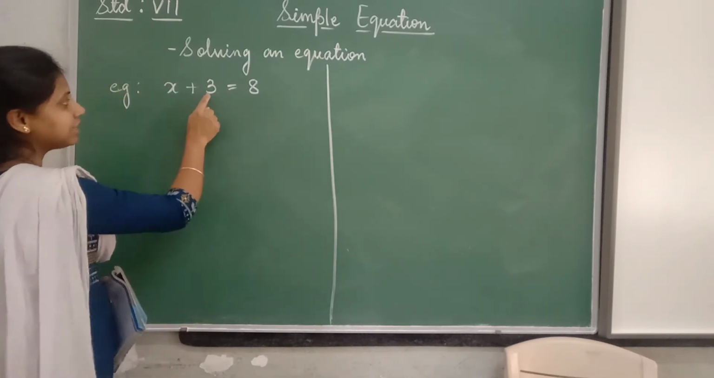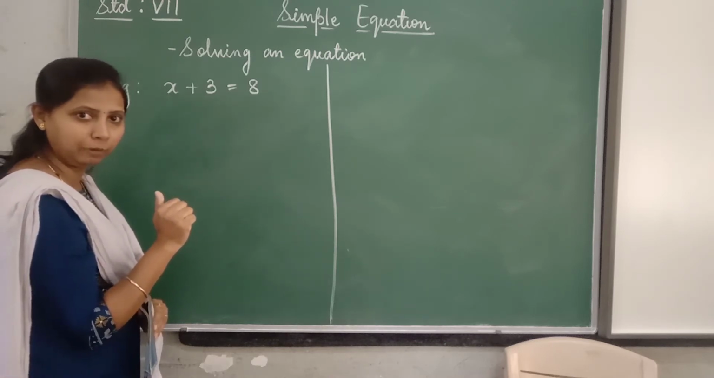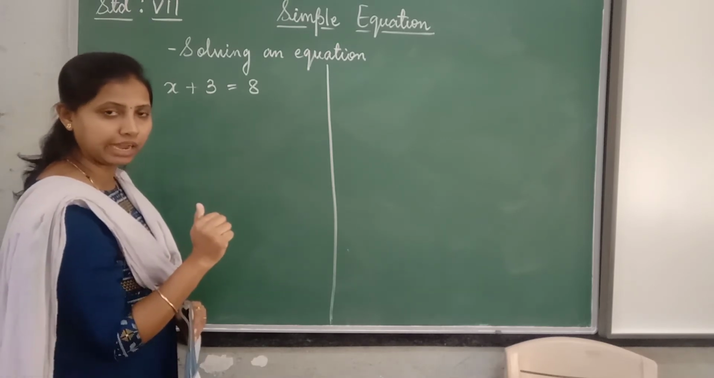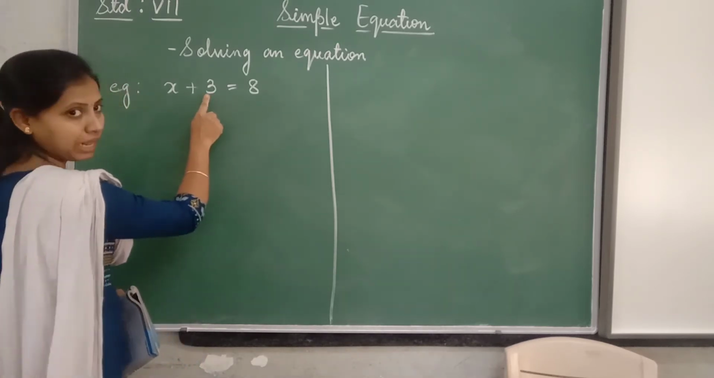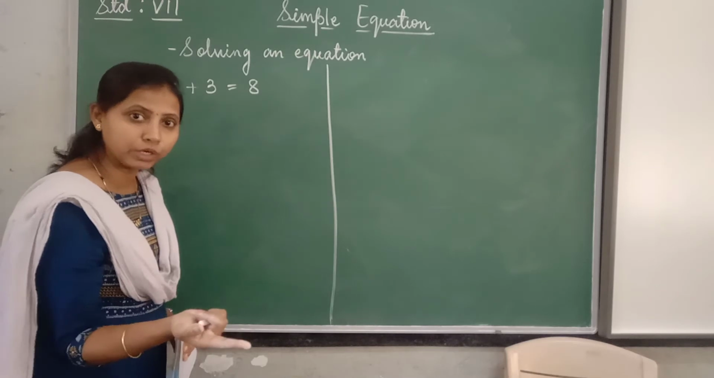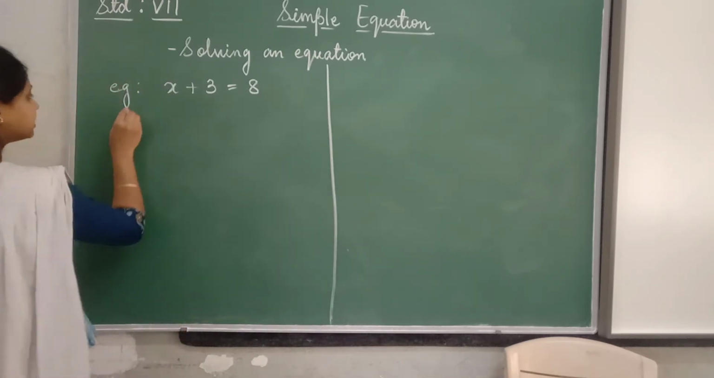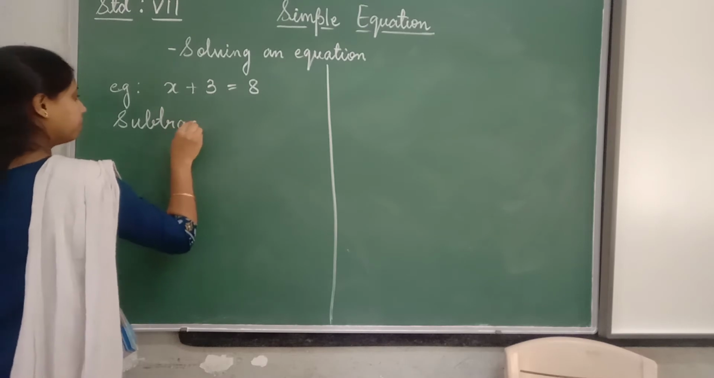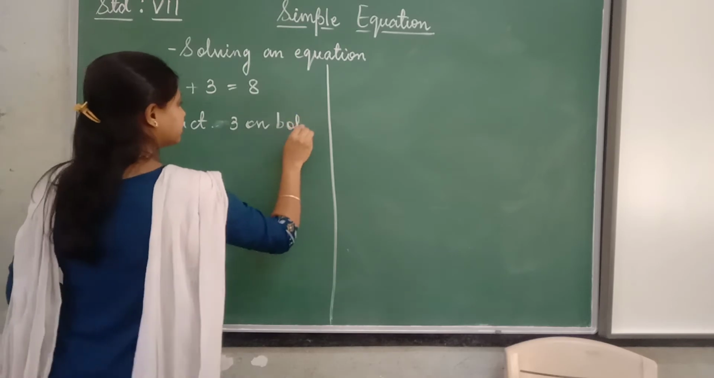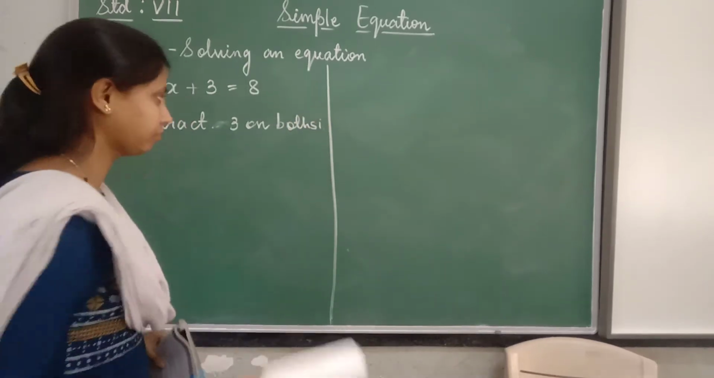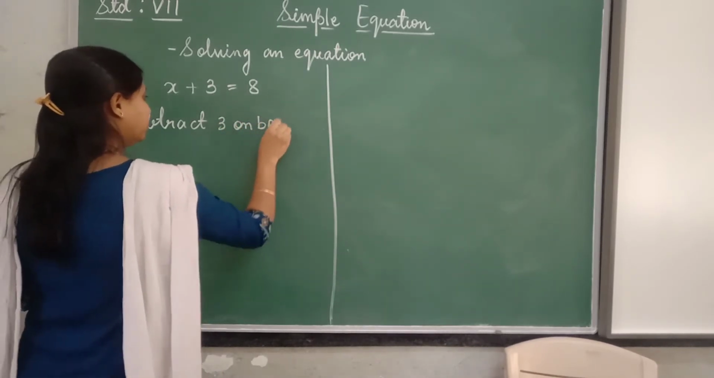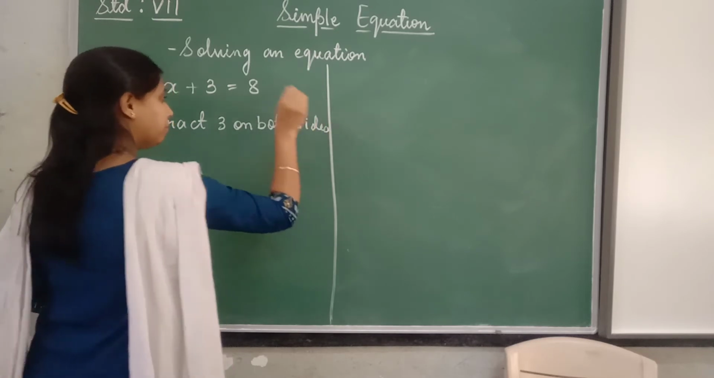So to cancel this plus 3, what I have to do? I have to add minus 3. I have to subtract 3 on both the sides. Why minus 3? Because here is plus 3. If I subtract 3, plus 3 and minus 3 will get cancelled, or you will get equal to 0. So I will subtract 3 on both sides. Subtract means you have to put minus sign.